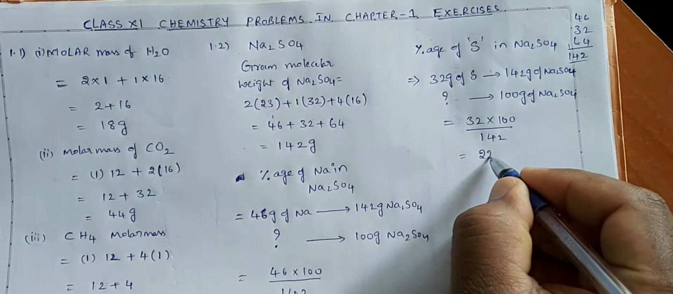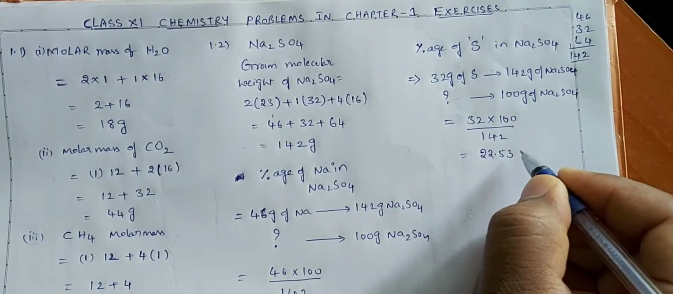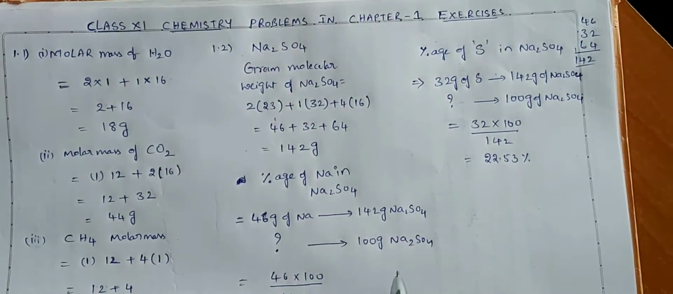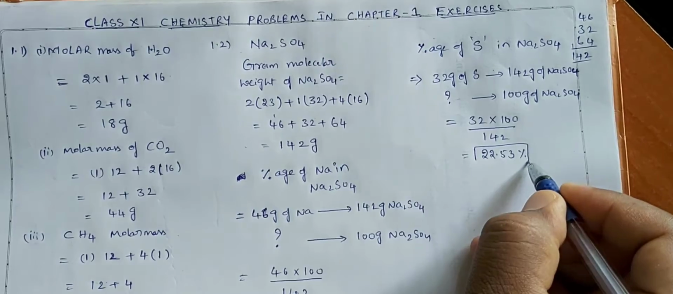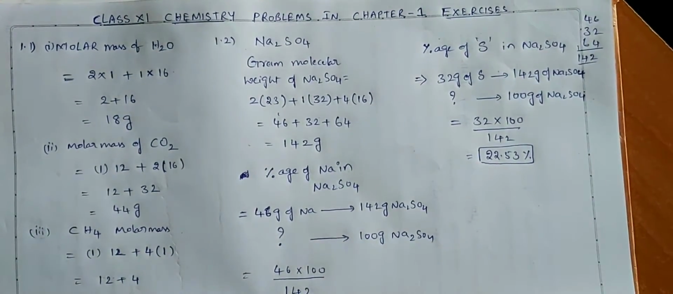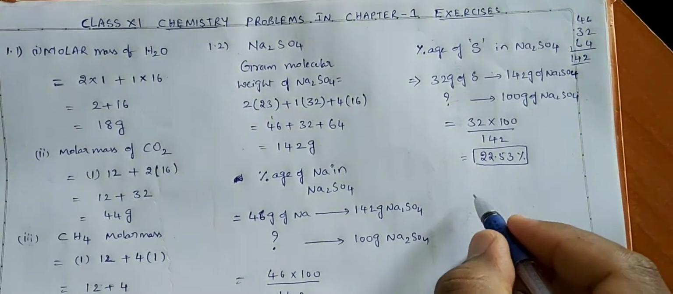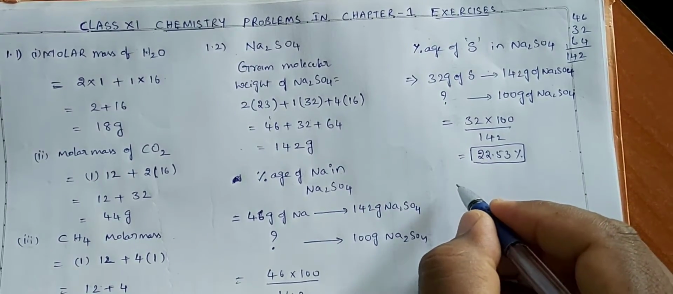22.53 grams. That is nothing but 22.53%. This is about percentage of sulfur. This is about percentage of sodium. Now our final thing is percentage of oxygen.